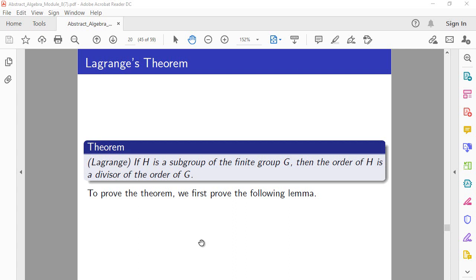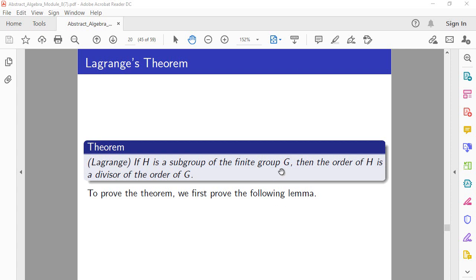All right, Lagrange's theorem is a very important theorem. Basically, we have seen with the cyclic groups in the fundamental theorem of cyclic groups that the order of a subgroup divides the order of the cyclic group. Now this is just generalizing that to any finite group.